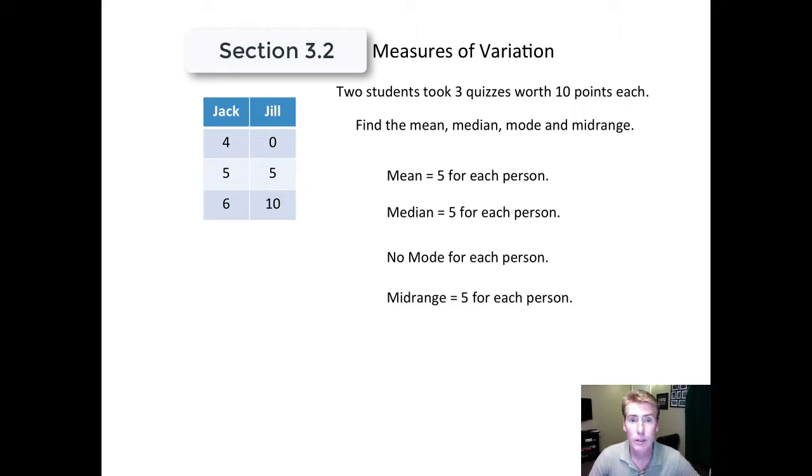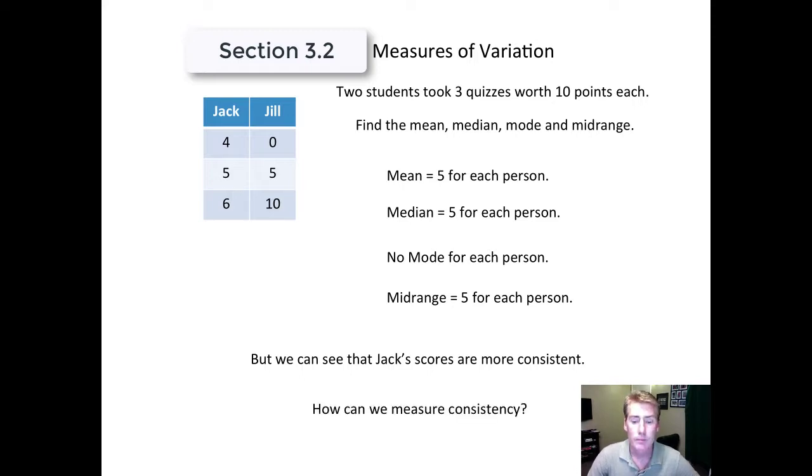And finally, the mid-range. Just take the average of the biggest score and the smallest score. So for Jill, that's the 10 and the 0. For Jack, it's the 4 and the 6. And again, you get the same number, 5. So as far as those things, there seems to be no difference. But if you look at it, you can see that Jack's scores are more consistent. His scores are only 1 point apart apiece, while Jill's are 5 points apart.